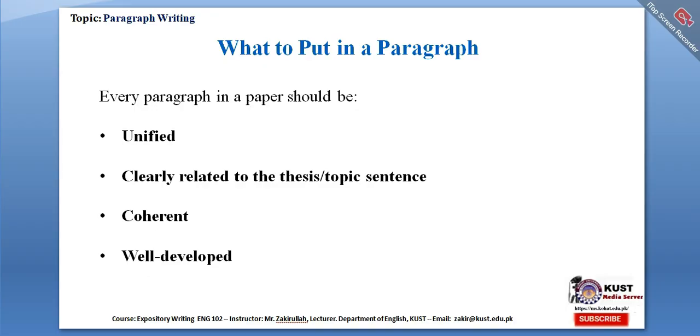And the fourth one is it should be well developed. The paragraph should include enough explanations. It should include examples or evidence to fully explain the main idea. Also, a well-developed paragraph leaves the reader with a clear understanding of the point being made. So, a paragraph should be unified, it should be clearly related to the thesis or topic sentence, it should be coherent, and also it should be well developed.